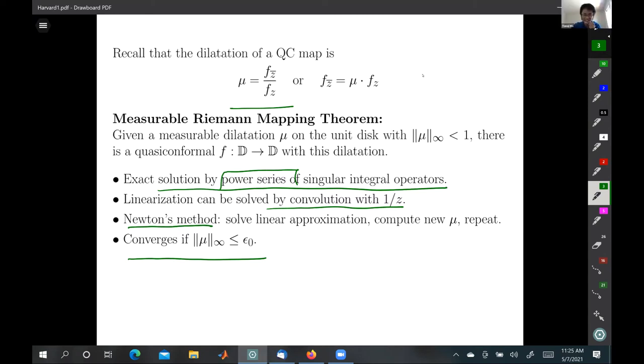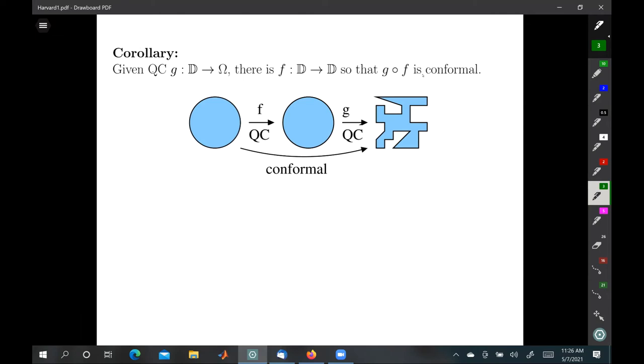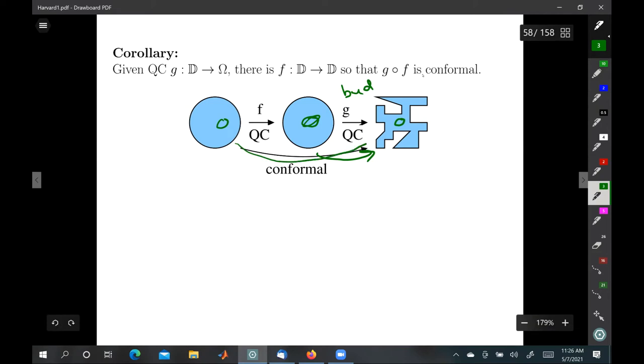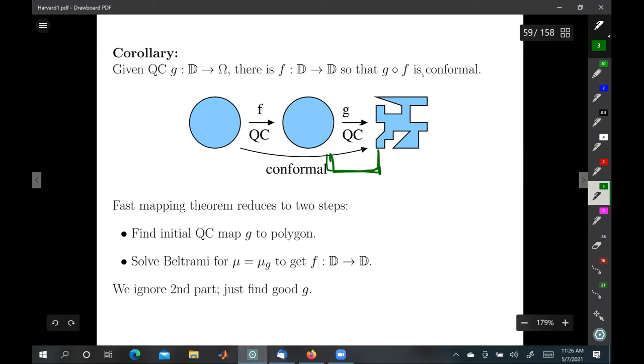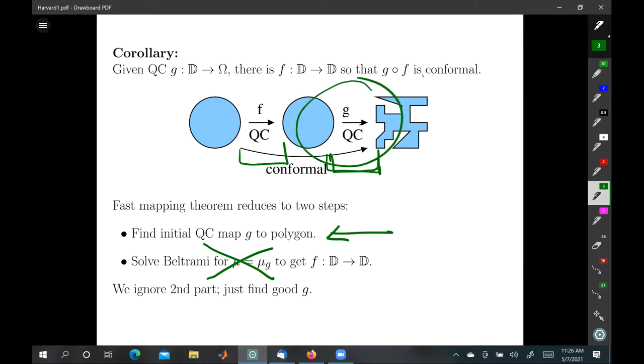Sure, thanks. Okay. So the idea is, given the disk, you build some QC map onto the polygon you want. Then the measurable Riemann mapping theorem says this thing is mapping ellipses to circles, but we can find an F mapping the disk to the disk which straightens that out, which maps those ellipses here to circles here. So the composition is mapping circles to circles, it's conformal. And so the problem really breaks up into two pieces. It breaks up into finding some QC mapping into the polygon you want, and then solving the Beltrami equation to make it conformal. I'm just going to ignore the second part. That's kind of long and technical and difficult. It's not very geometric. But finding the good G is what I want to discuss with you.